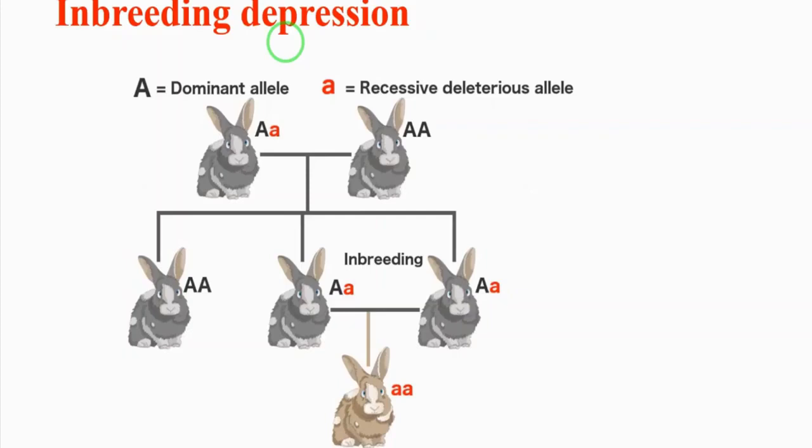An example is given here, rabbits. Here AA and Aa are alleles. Capital A indicates the dominant allele, and small a indicates the recessive allele. When we cross these two rabbits, Aa and AA, and inbreed them, the next generation gives these three: the first possesses both capital A, the second capital A and small a, the third also capital A and small a. Next, when we inbreed these animals, we will get the recessive character small a.